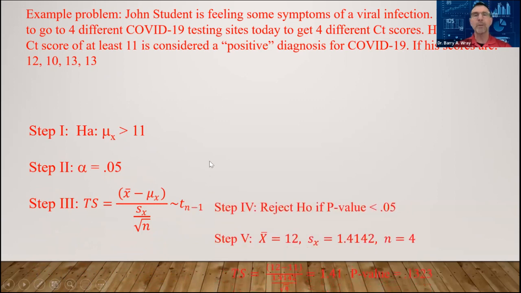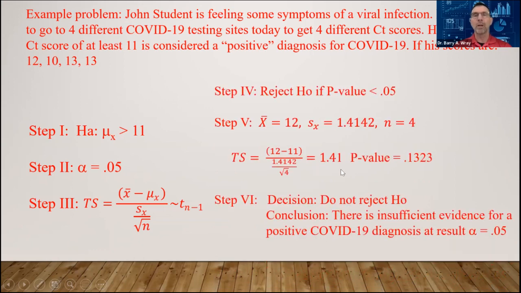Normal t-test here, p-value approach, compute our test statistic. The average of our 4 CT scores is 12, standard deviation 1.4 and change. So we get a test statistic of 1.41, which gives us a p-value that's fairly low, 0.1323. But as you can see, it's not lower than 0.05. So the decision on the test would be do not reject. There's insufficient evidence for a positive COVID-19 diagnostic test at an alpha level of 0.05.